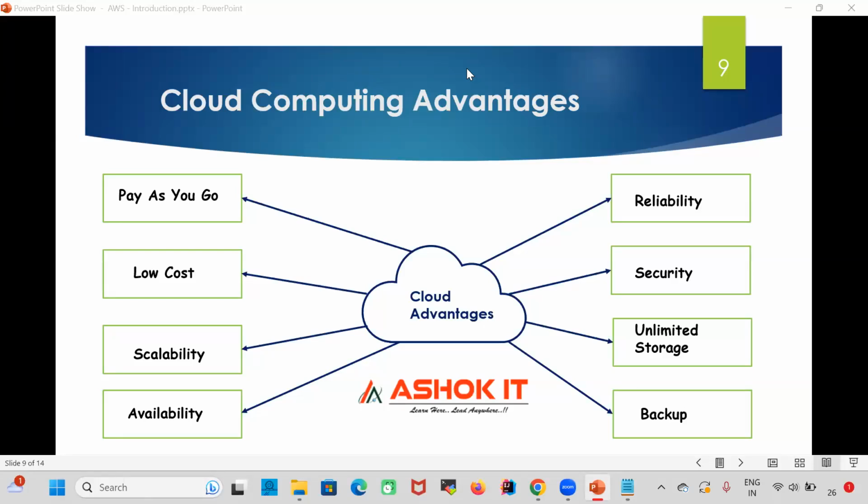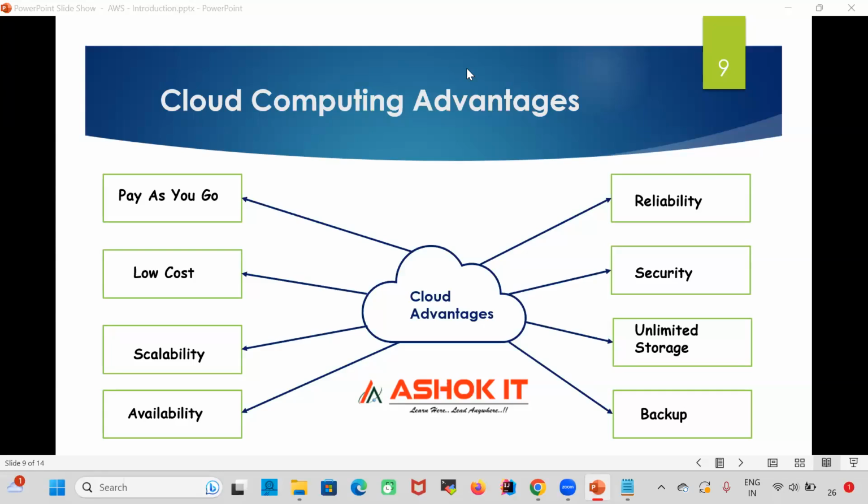So do we need to bother about power issues? Do we need to bother about network issues? When we are using infrastructure for rent, do we need to bother about power issues? Availability will be taken care of by cloud providers. So that is another advantage. Scalability will be there. Availability will be there.